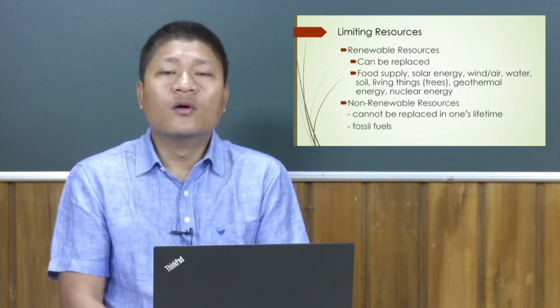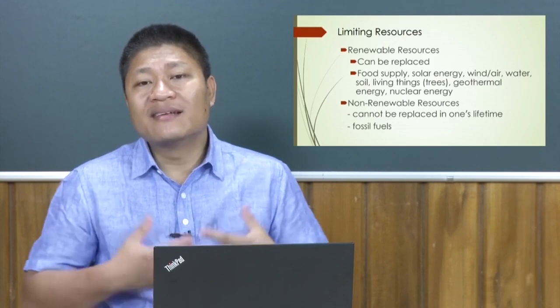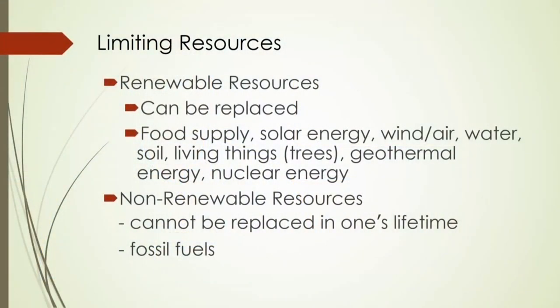Now, what have all these led to? The increasing rate of population growth. In essence, there are two types of resources which I had mentioned. One is the renewable resources, and the second is the non-renewable resources. Renewable resources can be replaced, for example the food supply, solar energy, air, water, soil, living things. Whereas non-renewable resources cannot be replaced in one's lifetime, for example the fossil fuels.